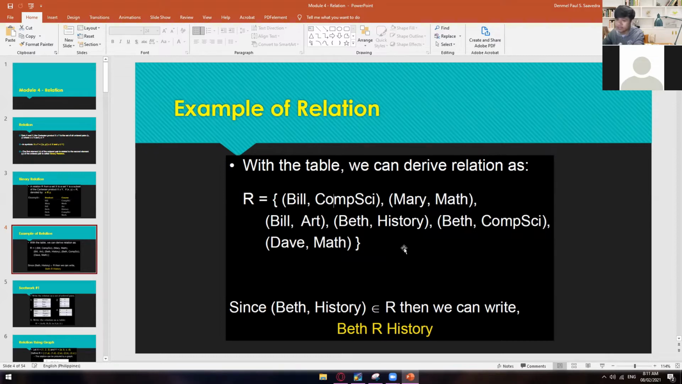So are we clear so far on how did we come up with this kind of relation set or set relation? Yes, sir. Okay, all right.